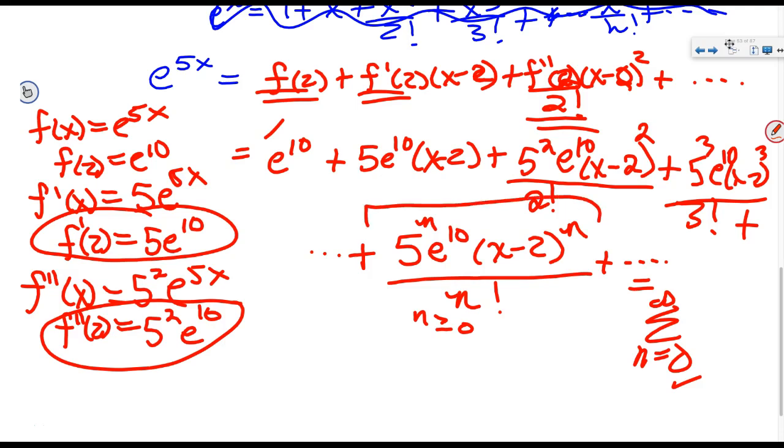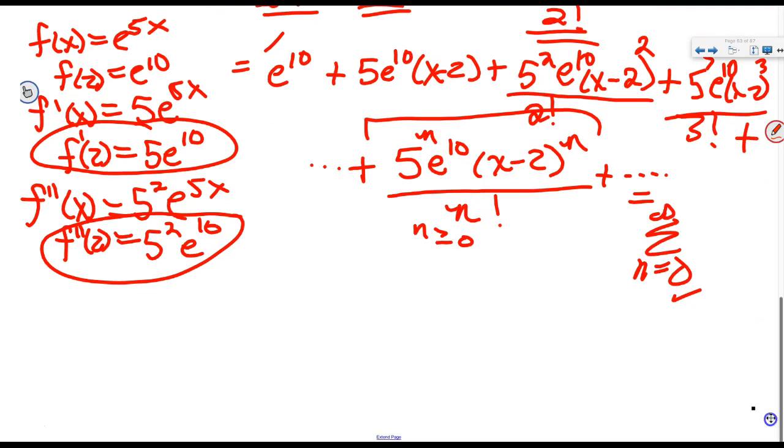It'd be kind of a pain to correct these on the AP test because you got to look at everything. Some kid might have said, I'm going to start my count at 1, in which case his general term changes. What would it become? 5 to the n minus 1, e to the 10th, (x minus 2) to the n minus 1. We call it adjusting the index to create a cleaner term. And usually 0 is cleaner than a 1 for these. So I like that.